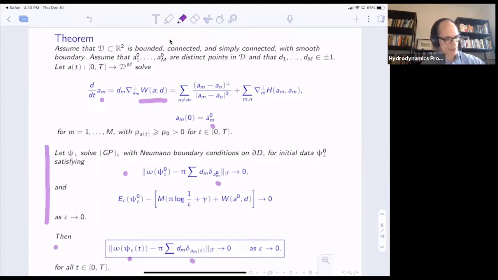But one thing that hasn't been done in the last 25 years is to relax this very strong assumption. And so all these results require that the energy be extremely close to optimal, given the information about the vortex locations. Okay, so that's the theorem.